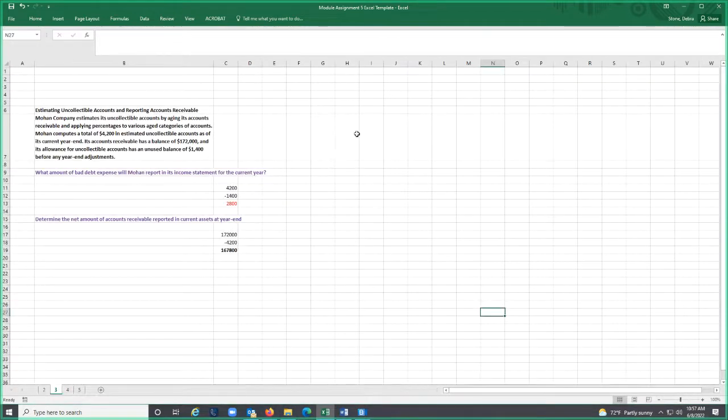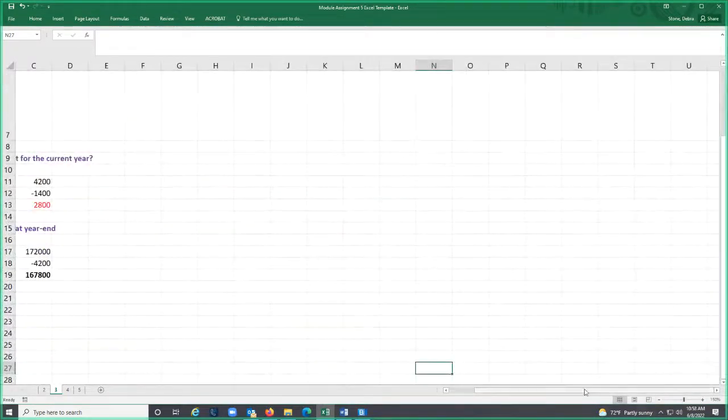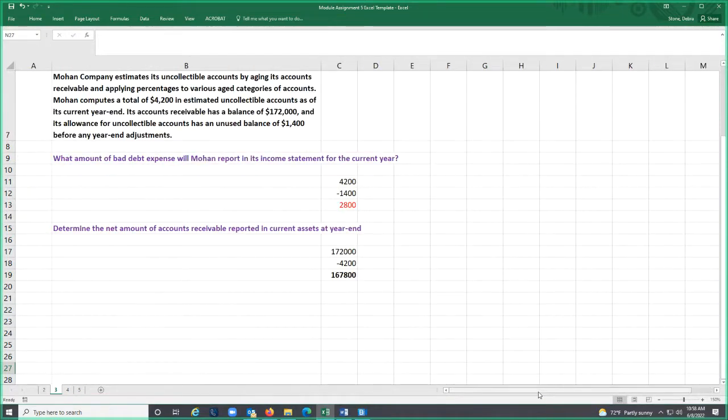Okay, for 3, again, I copied it over, and I'm going to go ahead and make this bigger so you can see it. Whoa, too big. There you go. Okay. Mohan Company estimates its uncollectible accounts by aging its accounts and applying percentages to aged categories. They compute a total of 4,200 in estimated uncollectible accounts as of its current year end. Its accounts receivable has a balance of $172,000 and its allowance has a remaining or unused balance of $1,400 before you make any adjustments. So now, what amount of bad debt expense will be reported on the income statement?